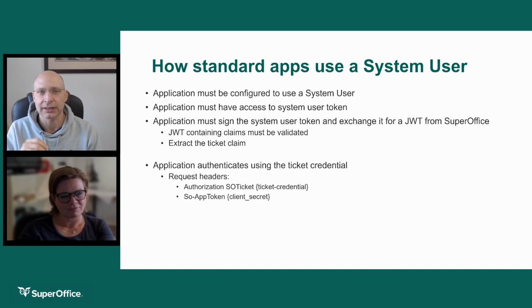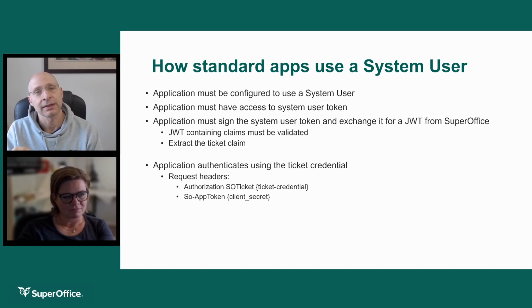You have to physically have that system user token, that magic string, so that you can exchange it for a system user credential. Once you exchange that system user token for a JWT from SuperOffice, which contains the ticket credential, you have to make sure that you validate that JWT, and only then extract that ticket claim to be used as a ticket credential.